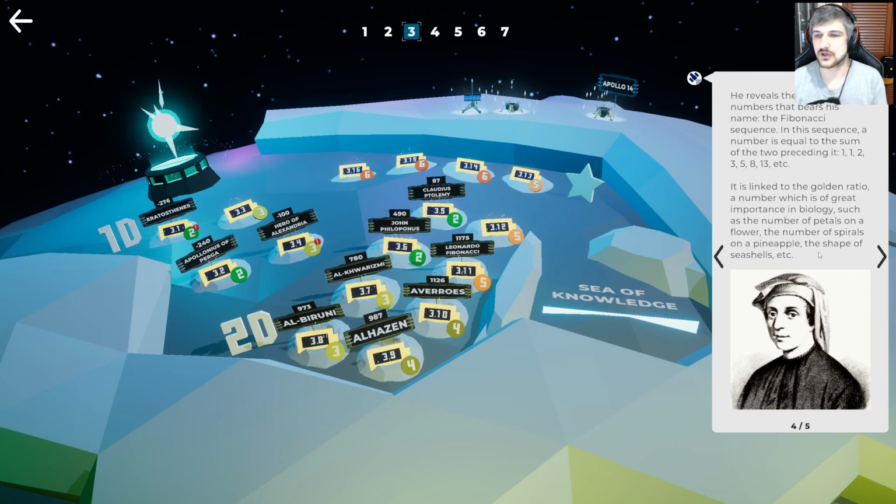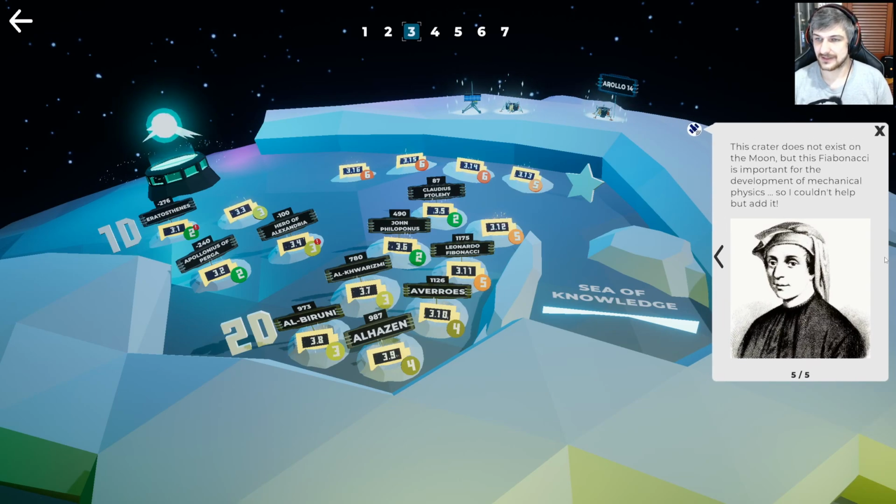It is linked to the golden ratio, a number which is of great importance in biology, such as the number of petals on a flower, the number of spirals on a pineapple, the shape of seashells, etc. This crater does not exist on the moon, but Fibonacci is important for the development.